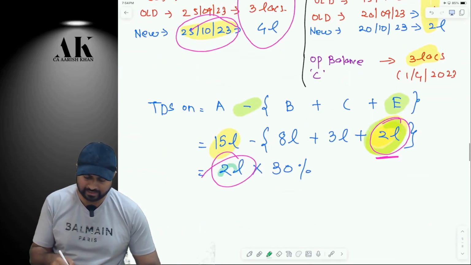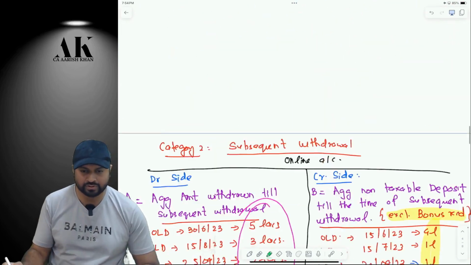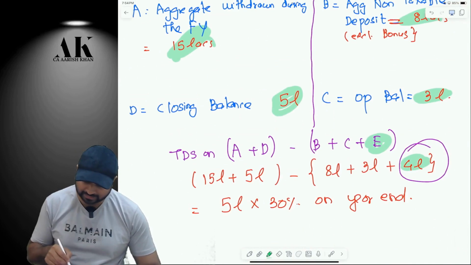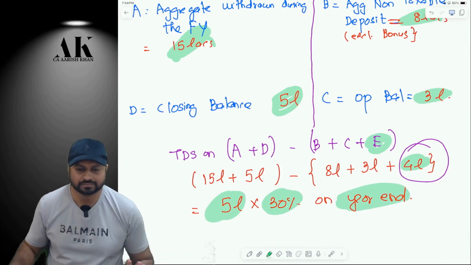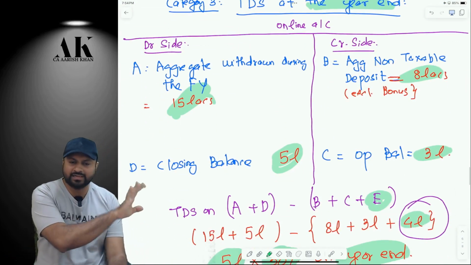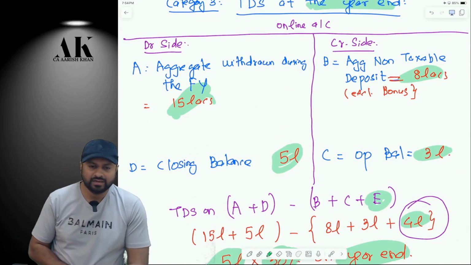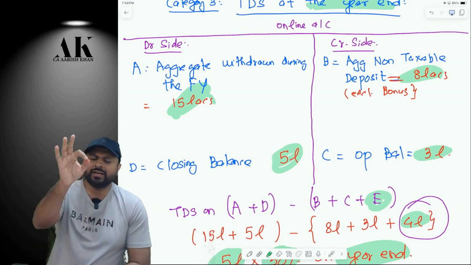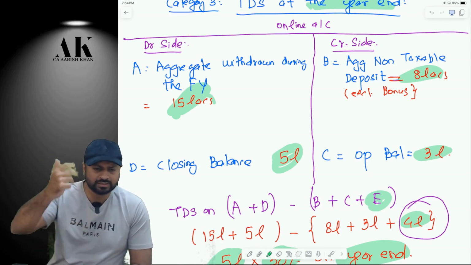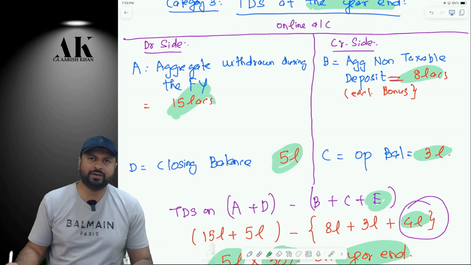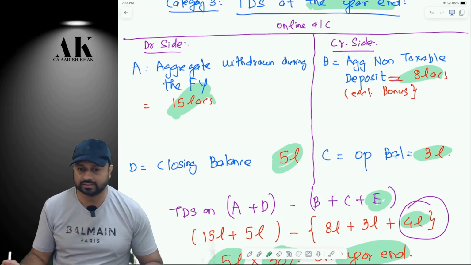4 lakhs. Whatever tax you have paid earlier, 2 lakhs this time and 2 lakhs that time. So that much, 4 lakhs, will be added over here as E. On how much amount are you going to pay tax? On 5 lakh rupees, 30% tax will be chargeable at the end of the year. You can just remember this formula: A plus D minus B plus C plus E. This will work in all situations. If D is zero or E is zero, otherwise most of the formula is the same. So you can use this formula. This is a very important example which can come in your examination.